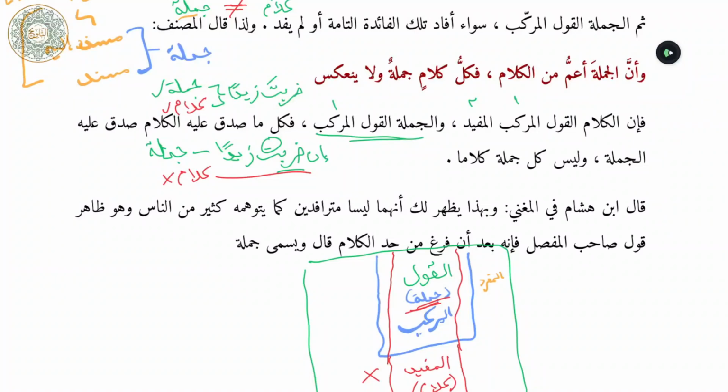Okay. Based on this, Ibn Hisham now goes into another discussion, which he mentions in the Mughni. He says, based on this, you have now understood that jumla does not equal kalam, and kalam does not equal jumla. Why is he mentioning this? Because certain grammarians, apparently, it would seem that kalam is the exact same as jumla, and jumla is the exact same as kalam.